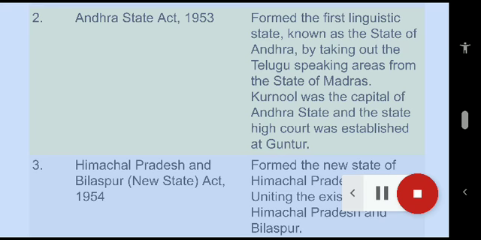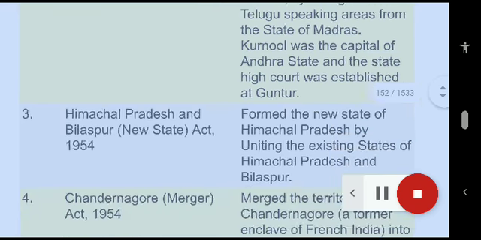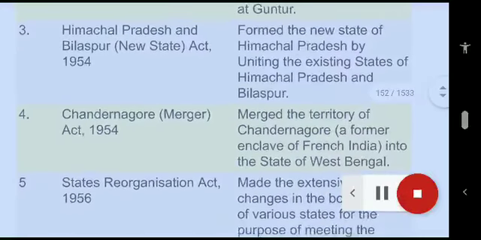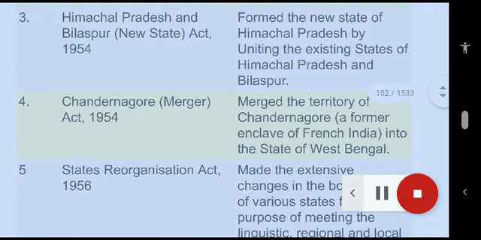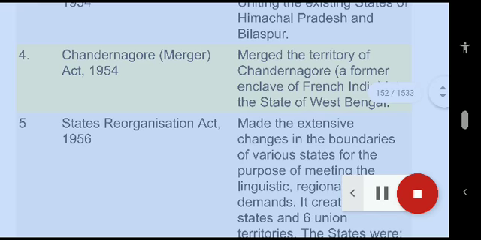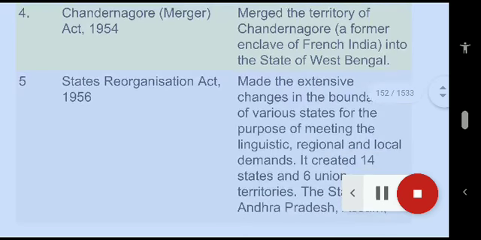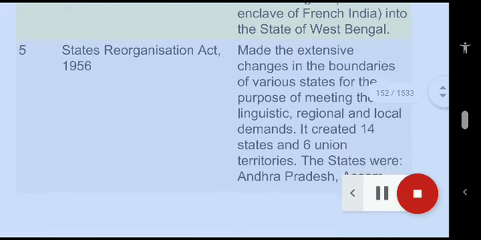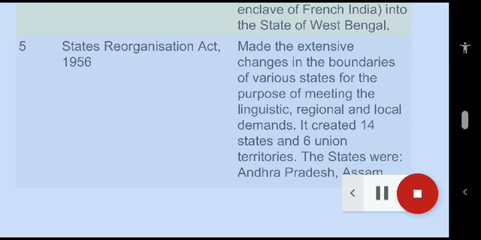3. Himachal Pradesh and Bilaspur New State Act 1954 formed the new state of Himachal Pradesh by uniting the existing states of Himachal Pradesh and Bilaspur. 4. Chandernagore Merger Act 1954 merged the territory of Chandernagore, a former enclave of French India, into the state of West Bengal. 5. States Reorganization Act 1956 made extensive changes in the boundaries of various states for the purpose of meeting the linguistic, regional and local demands. It created 14 states and 6 union territories.